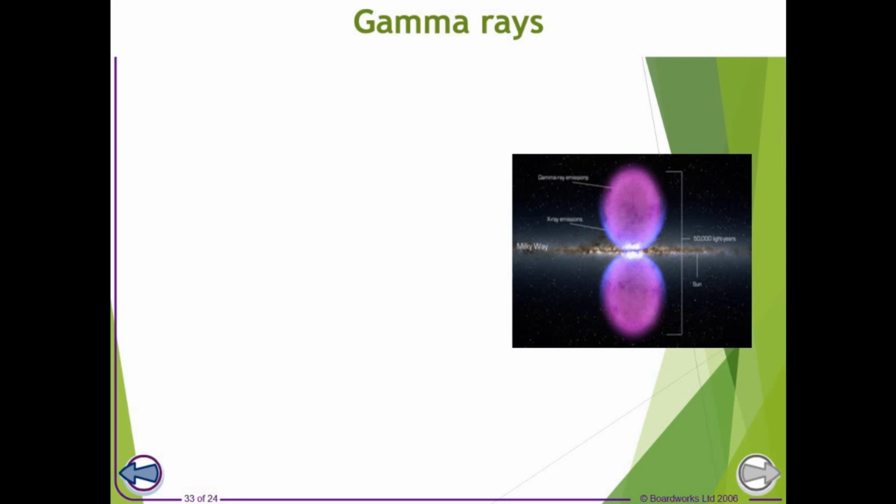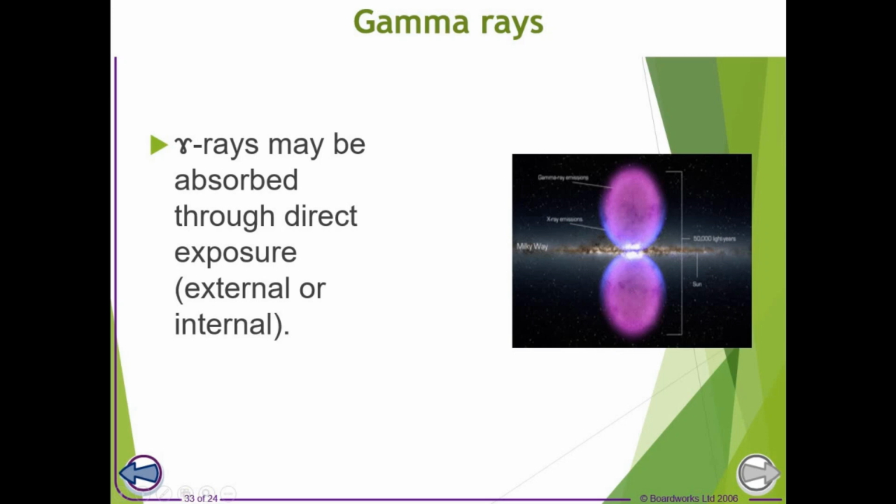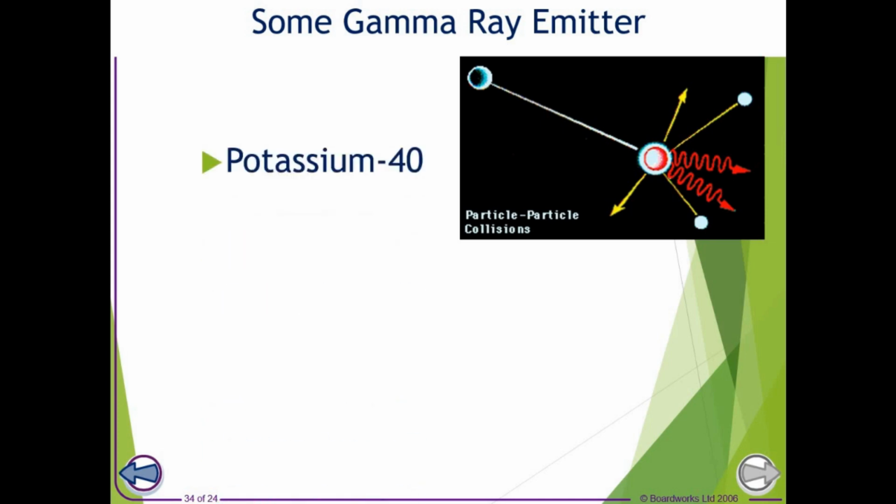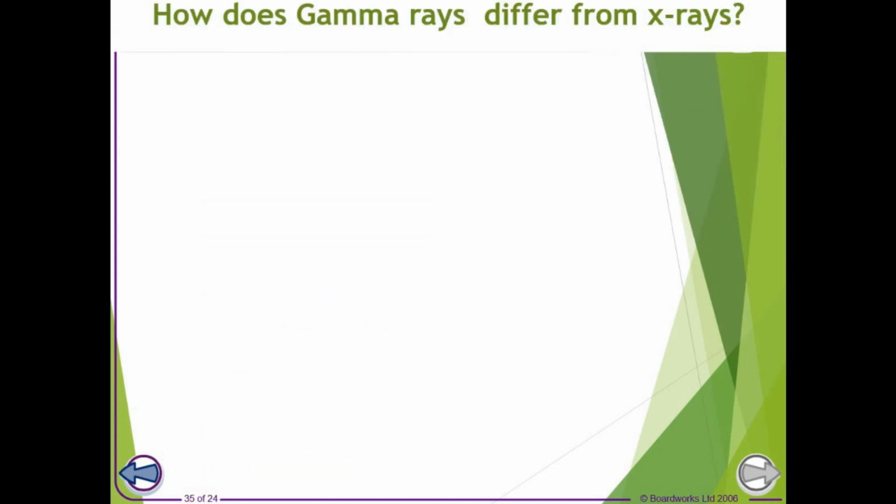A person may absorb gamma rays through direct exposure, external or internal. This may happen when an individual inhales or ingests radioactive materials that are considered as gamma ray emitters, like potassium-40, found in soil and water and in some foods. And what are some of the gamma ray emitters? We have here potassium-40, cobalt-60, cesium-137.